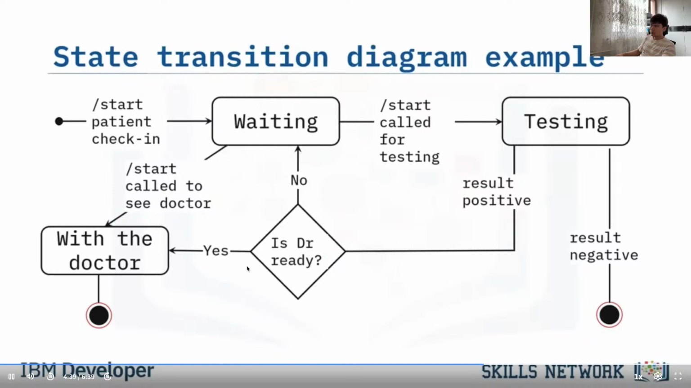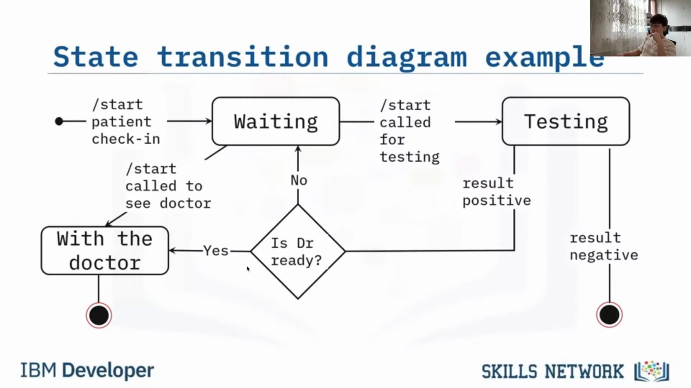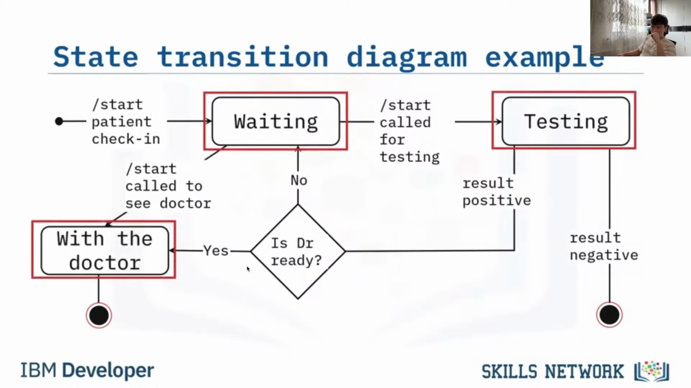The behavior of a system can be explained and represented with the help of a UML diagram called a state transition diagram. The state transition diagram is a collection of states and events that describes the different states that a system has and the events which cause a change of state in the system. The diagram shown is an example of a state transition diagram that models a patient going to see a doctor at a clinic. The different states include waiting, testing, and with the doctor. The arrows represent possible transitions from one state to another and name the event that triggers the transition.